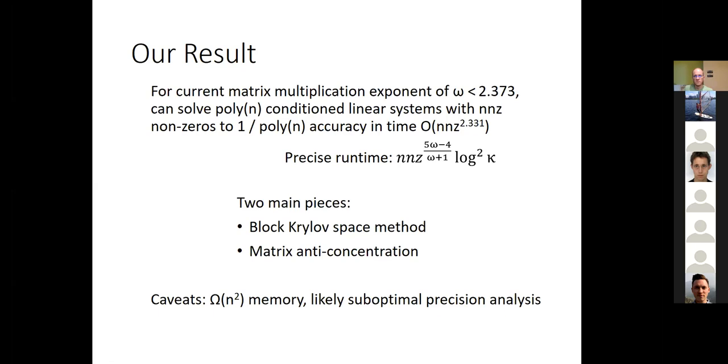There's a question in the chat asking whether poly n is also the condition number, or whether poly n is just the desired accuracy, and whether there is a relation between the two. They are weakly related, in that once you're able to solve a linear system to accuracy less than its condition number, you're able to boost it. You're able to amplify the accuracy massively. So one doesn't lead to the other.